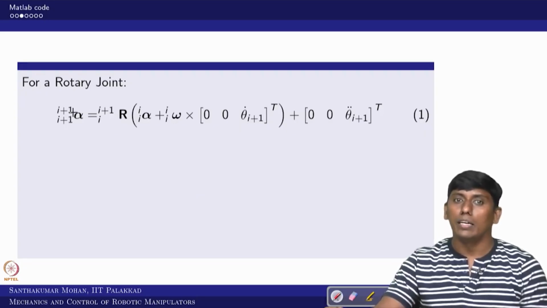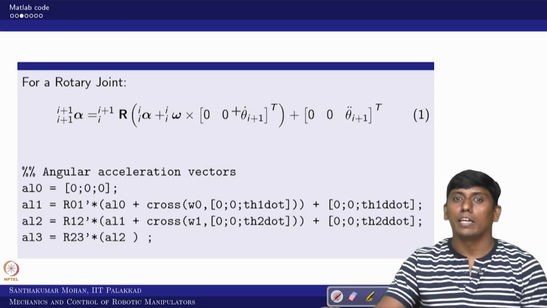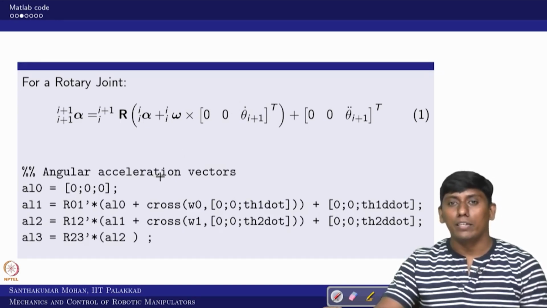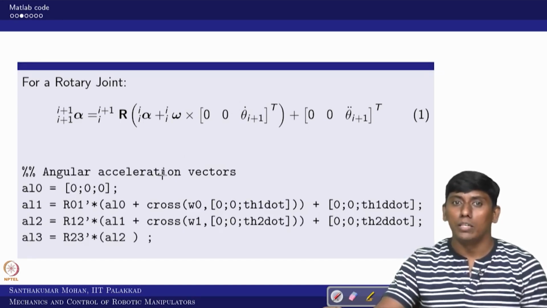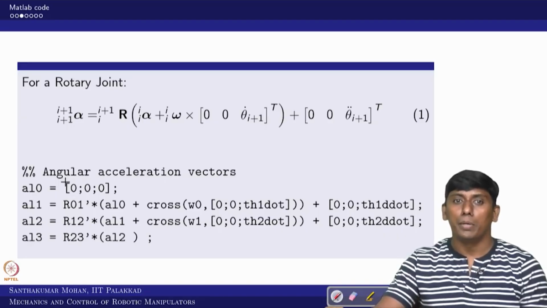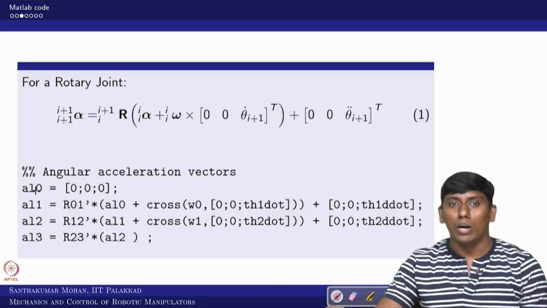The rotary joint angular acceleration is given in this relation. We are writing the same thing in Matlab, in the same form, because the angular acceleration at the 0th frame, we assume it is fixed, so it would be 0, 0, 0. Then we propagate the angular acceleration, which we call AL, the alpha equivalent. So alpha 0 we know, then alpha 1 we can obtain with the help of this relation.